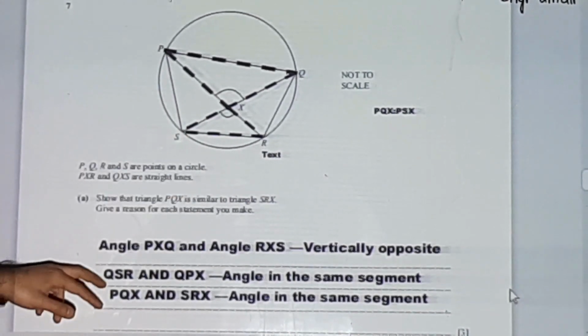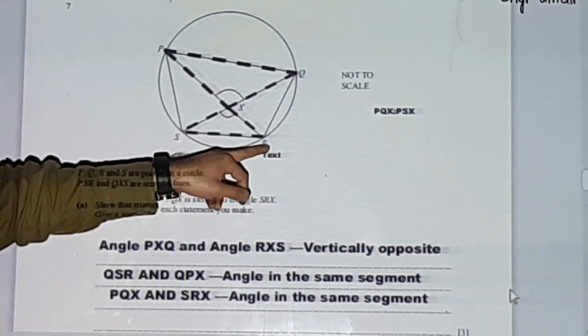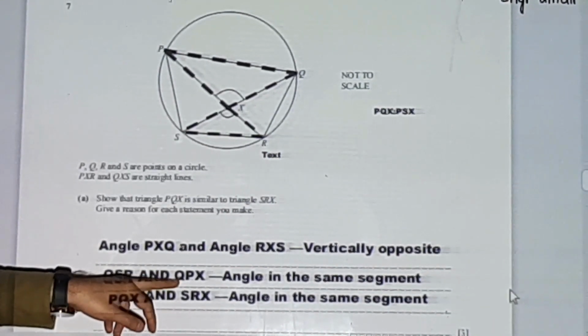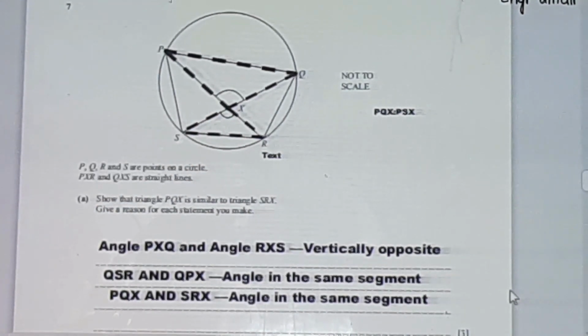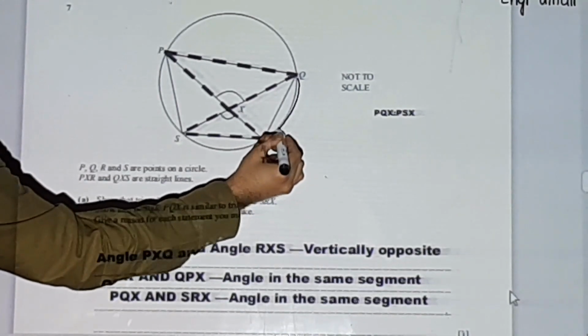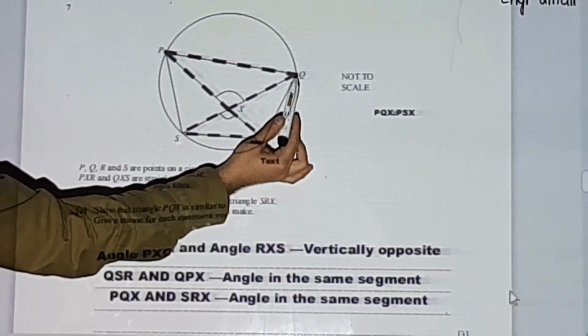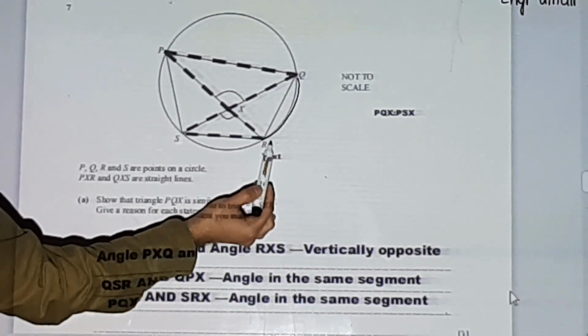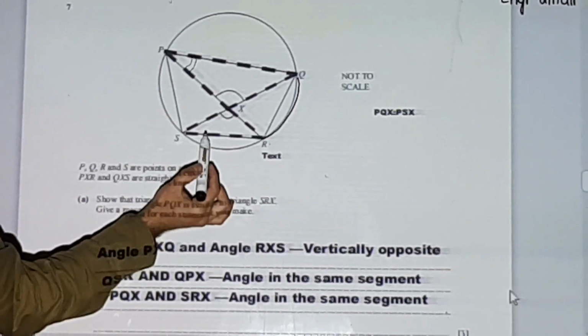One reason is that angle QSR and angle QPX are angles in the same segment. Now if you observe this arc, this arc forms angle QPX and the same arc forms angle QSR. So they both are angles in the same segment.